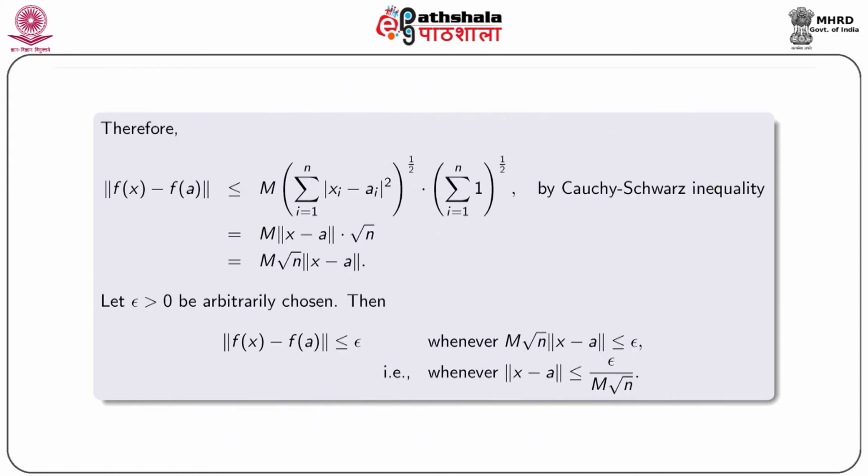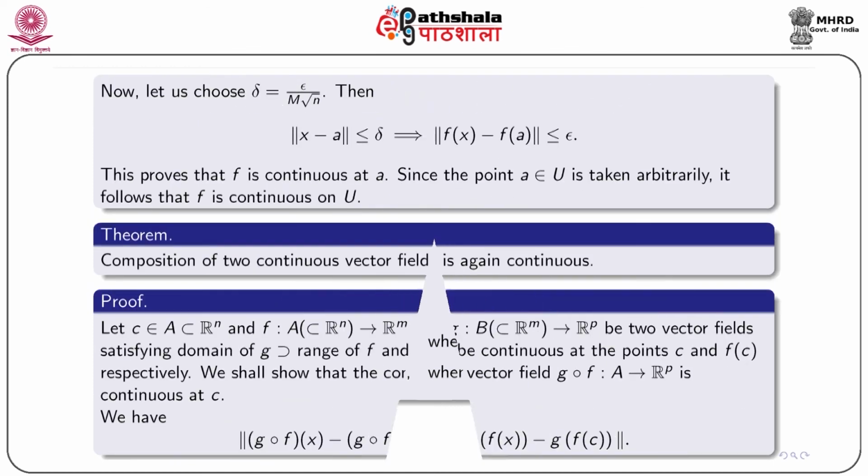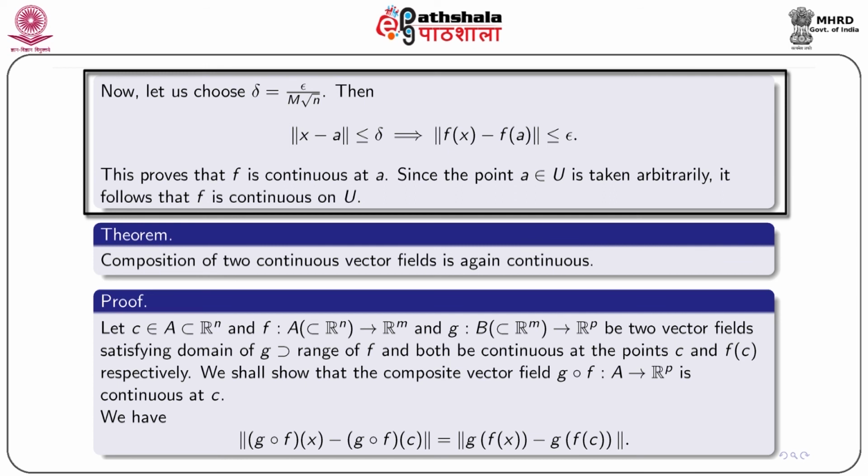Therefore, norm of Fx minus Fa, using Cauchy-Schwarz inequality, is less than or equal to M times root n times norm of x minus a. Now, let epsilon be arbitrarily chosen. Then from the above we find that whenever norm of x minus a is less than epsilon divided by M root n, then norm of Fx minus Fa is less than epsilon. This shows that F is continuous at that point a. Now, the point a was arbitrarily chosen from the set U, thus F is continuous on the set U.